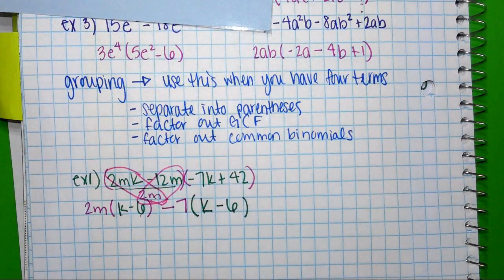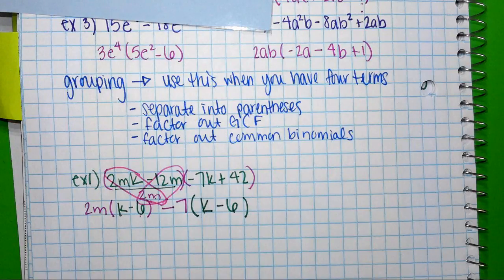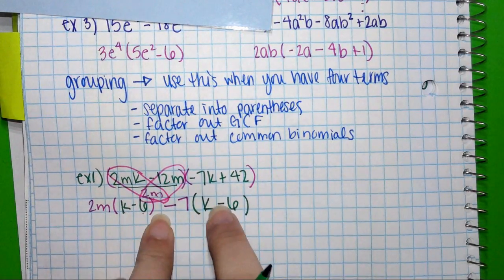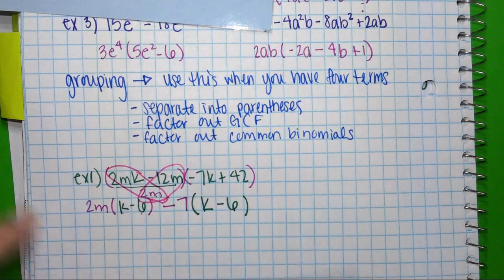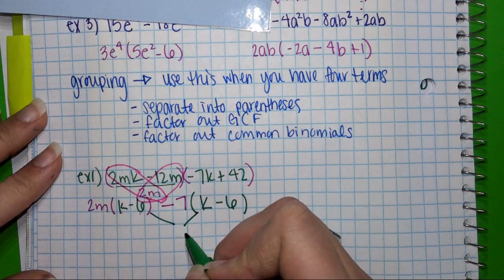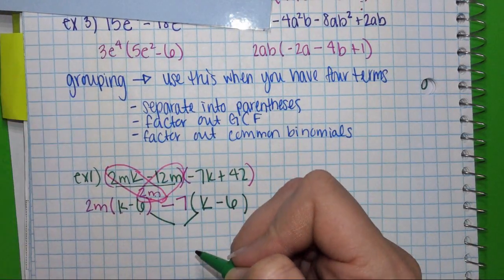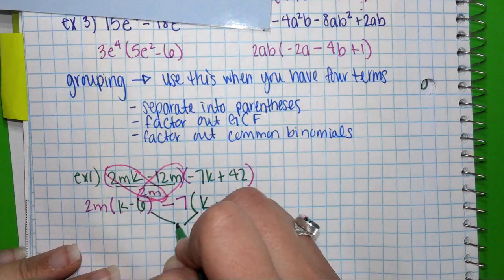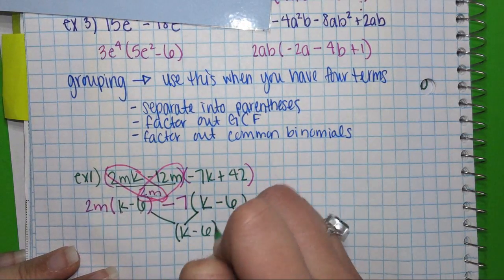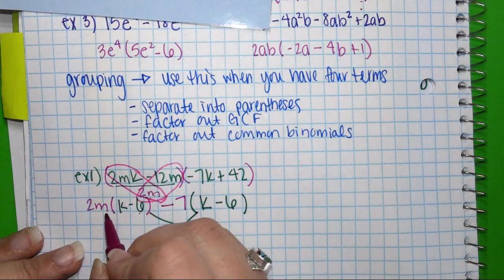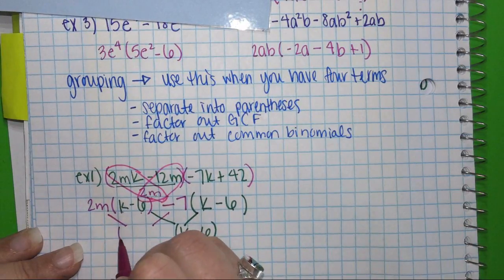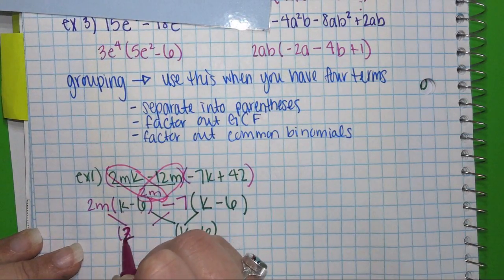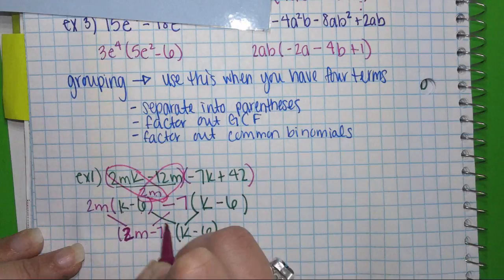Okay, does everybody see where we got that k minus 6 from? Are we sure? Okay, now, do you see how our binomials are the same? Bring those down and you get k minus 6. And then you bring down what's left on the outside. Blair, that's a 2, not a 3. 2m minus 7.